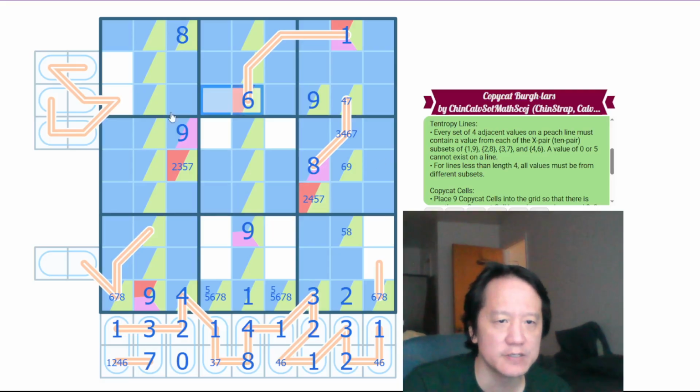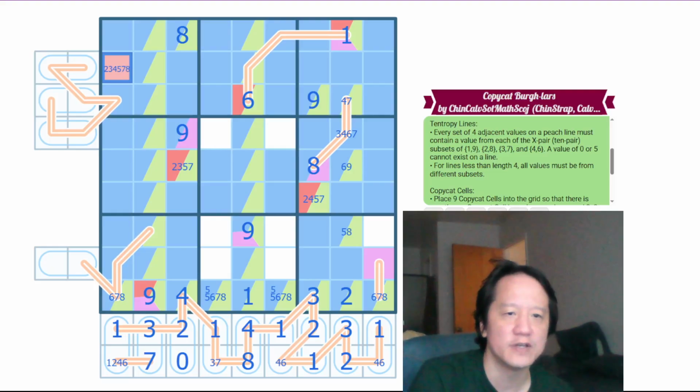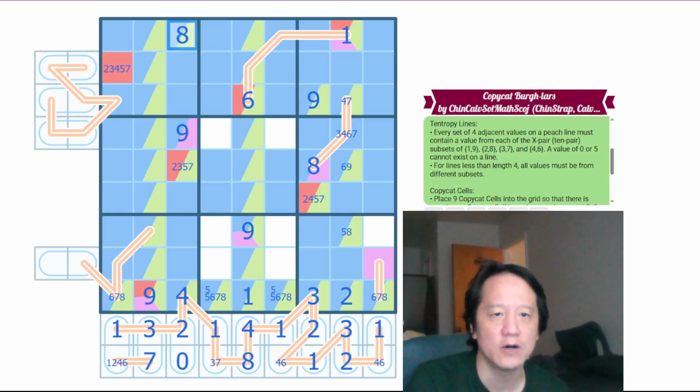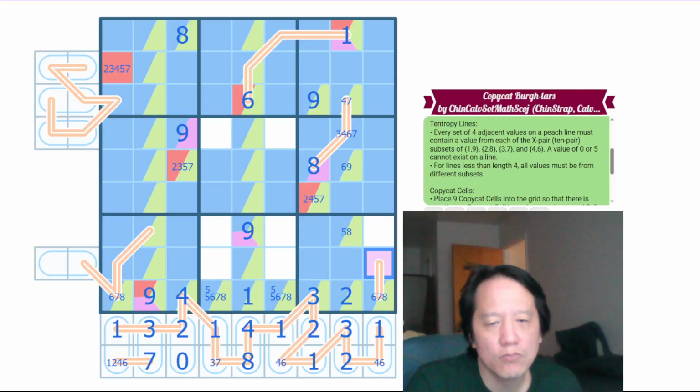So this is copycat cell, which means this can't be copycat cell here. So where's the copycat cell in column 1? It has to be here. So it's copying this value. Interesting. Again, 2, 3, 4, 5, 7, 8. No 8 here because of 8 in the column or in the box. One of these 2 is copycat. One of these 4 is copycat. One of these 2 is copycat.